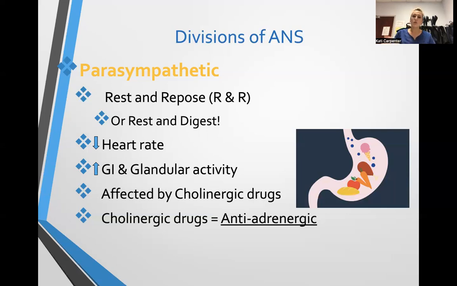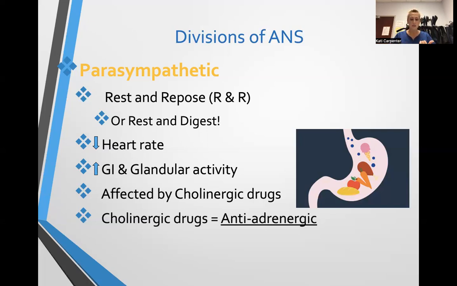These are increased, parasympathetic is increased by cholinergic drugs because it's the cholinergic system. Makes sense. Cholinergic drugs are the anti-adrenergic because remember, it fights that battle of that scale that has to equal 100%. Does that make sense?